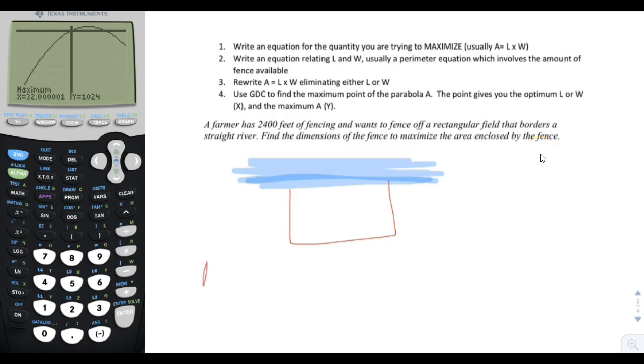Okay, what about the area equation? Does it change? Area equals length times width? No, it's still true. Area is still length times width. Okay, now the river doesn't count as a wall, so that affects our step 2.